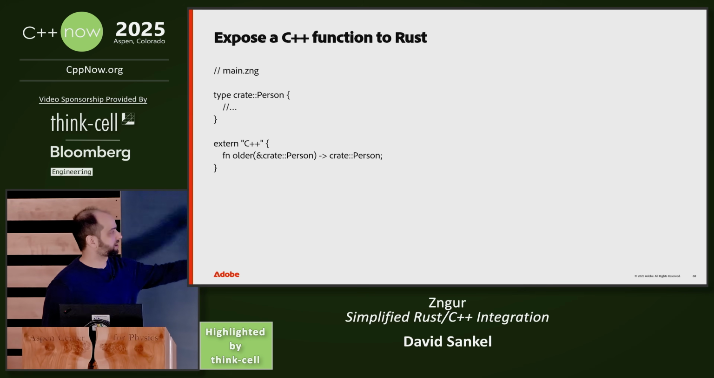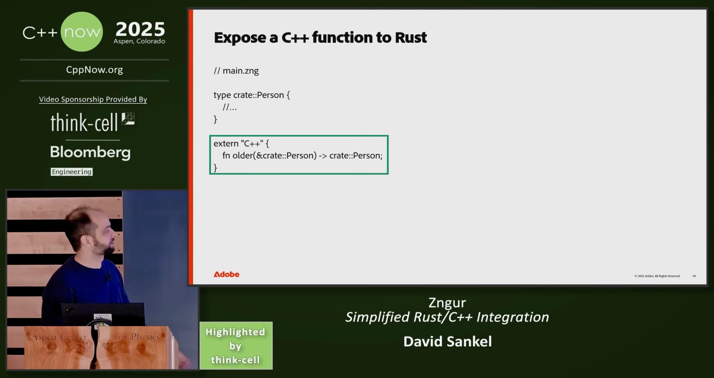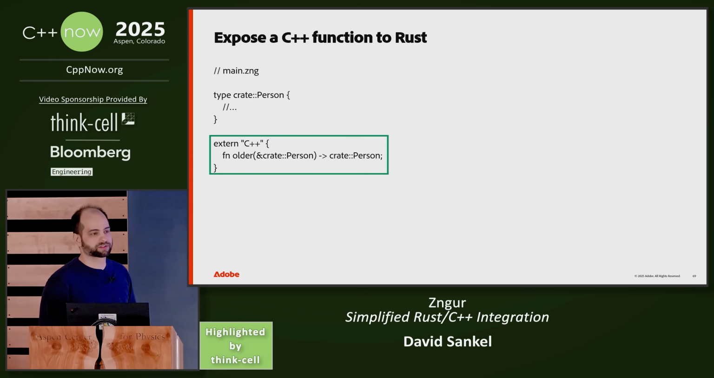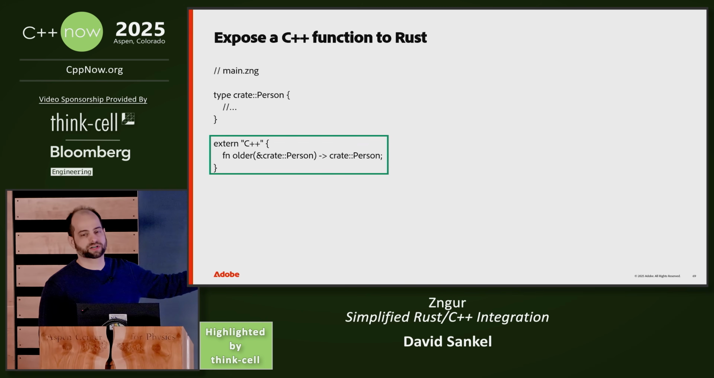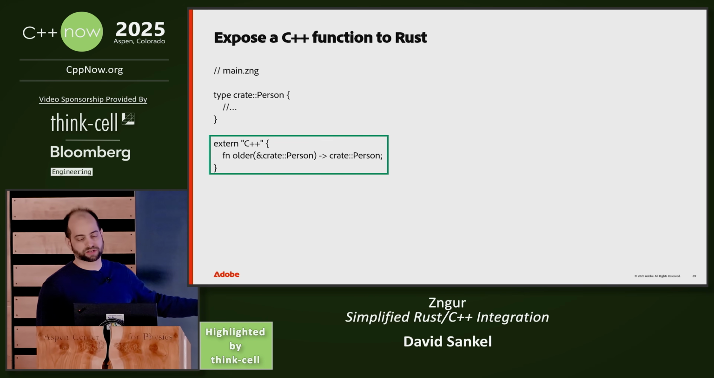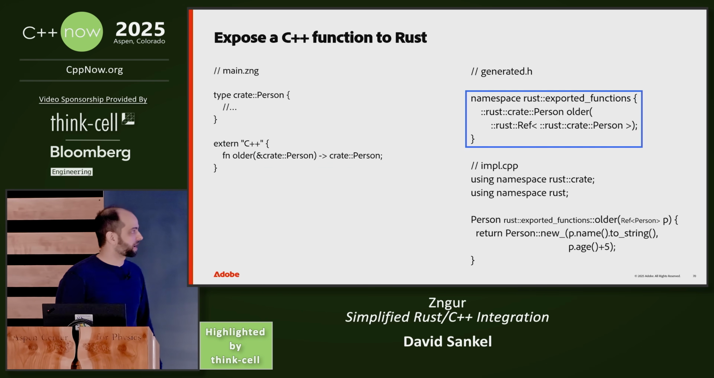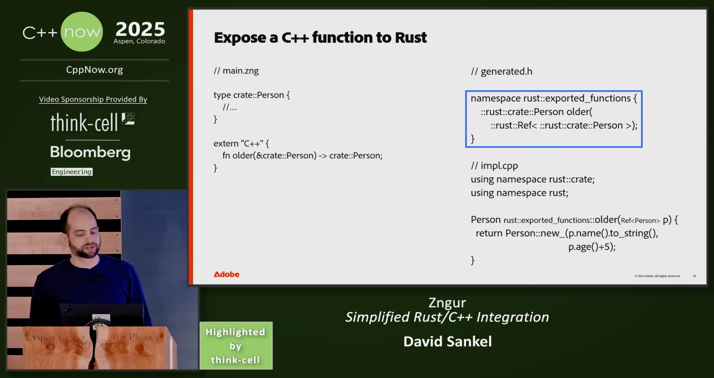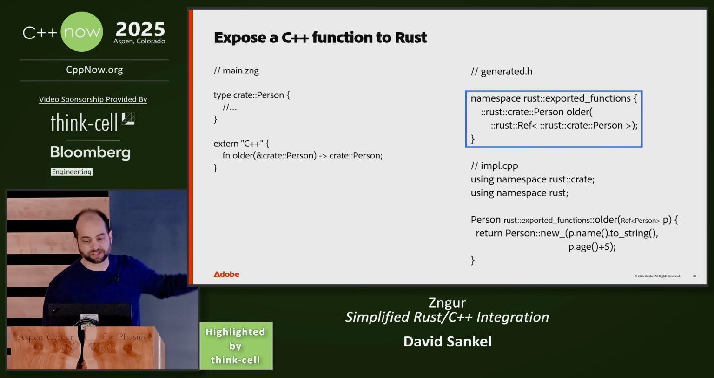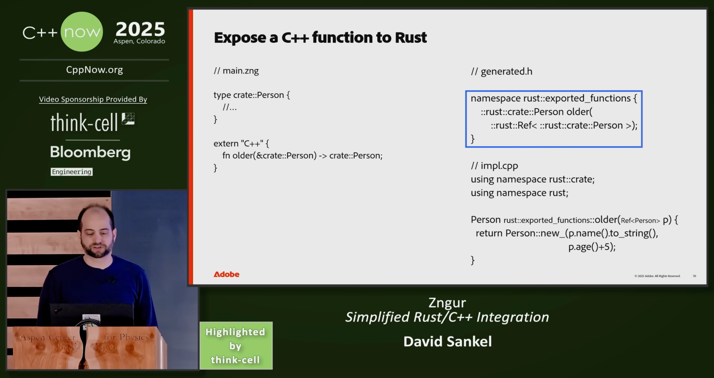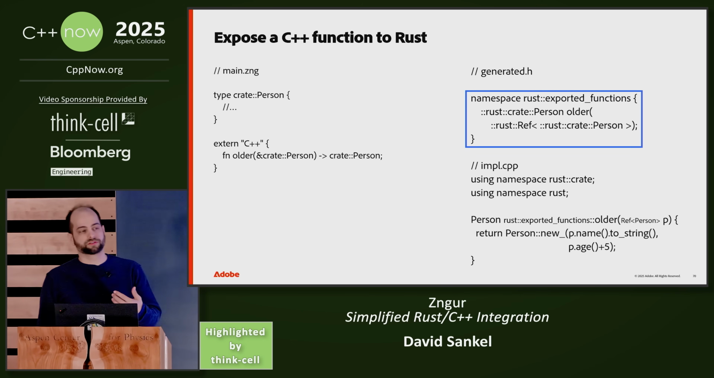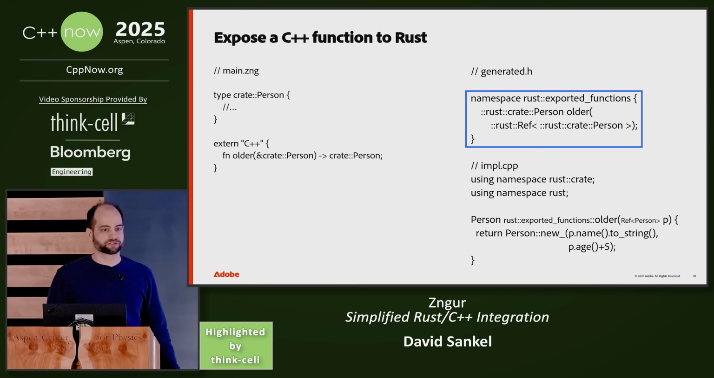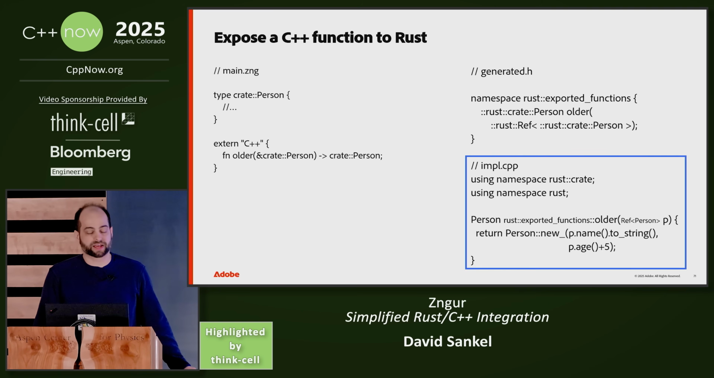So here we have our Zngur file, and we have a function just like we had before, except we wrap it with extern C. That's the only thing you need to do. You need to say, this is what the signature should look like in Rust, and this should be implemented in C++. On the C++ side, in generated.h, you're going to get that function declaration, and it's put in a Rust exported functions namespace. And then you're responsible to fill out that function. You need to implement it in C++, and we already know how to do that, right?